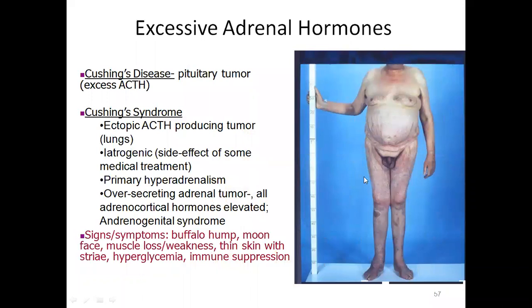Excessive adrenal hormones, like this is Cushing's disease, where a pituitary tumor releases excessive ACTH, thereby the adrenal gland is excessively triggered, because of which there is excessive release of cortisol.